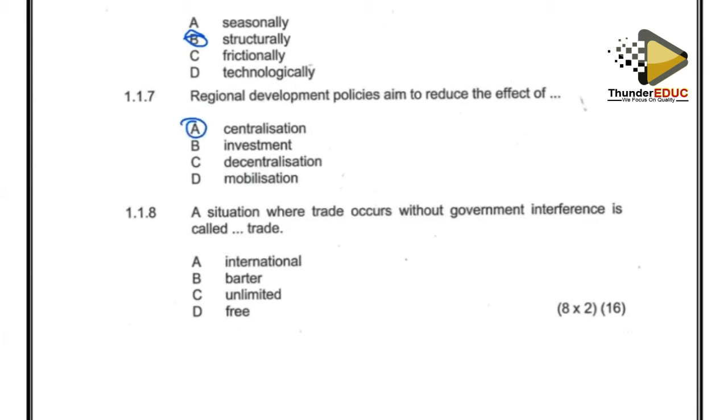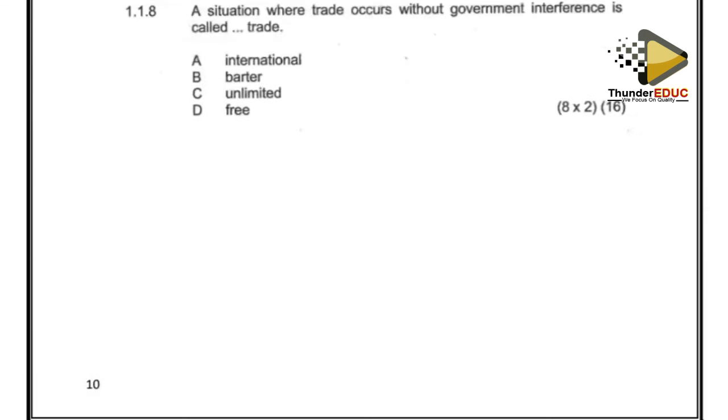Okay, right. So now let's move on to the next question, 1.1.8, and it reads as follows: a situation where trade occurs without government interference is called dash trade. The appropriate answer in this regard is free. Why free? Because there's no government intervention. There's no one in charge of the rules of the game. The rules of the game are being provided by the demand and supply of those goods and services.